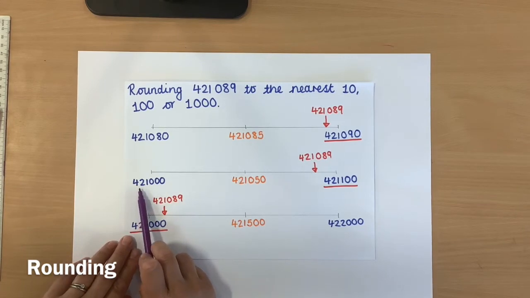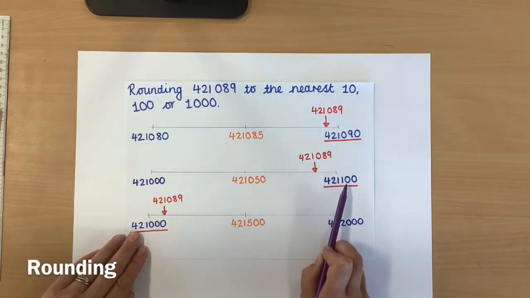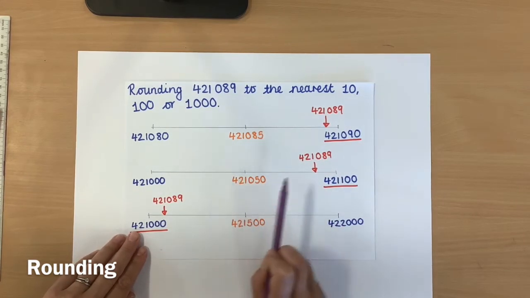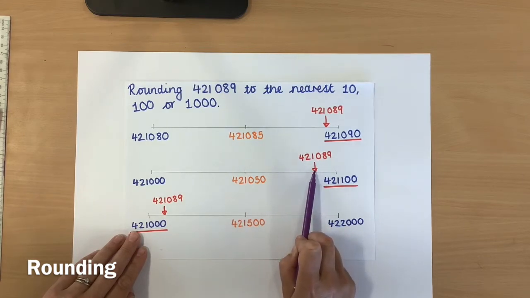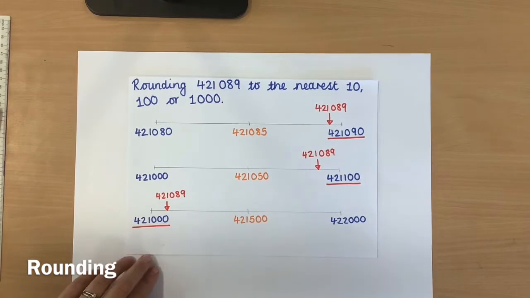So we've put that number this end of the number line. We're talking about the nearest hundred, so we add 100 on to get that number. We then find the midpoint. Then we label to find out which it's closest, and in this case it rounds up to 421,100. Lastly then, we're rounding to the nearest thousand.